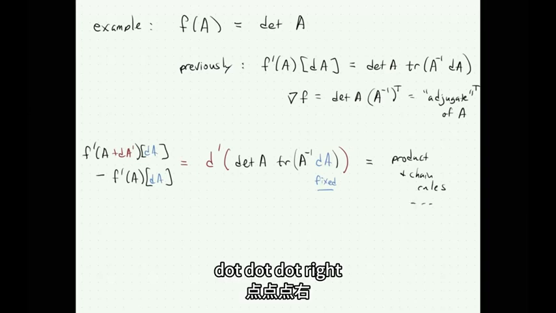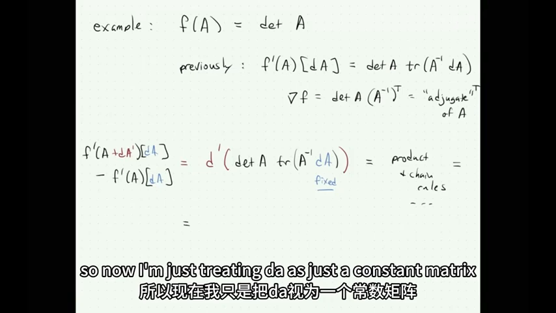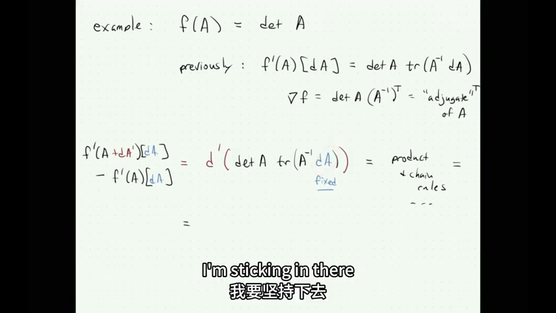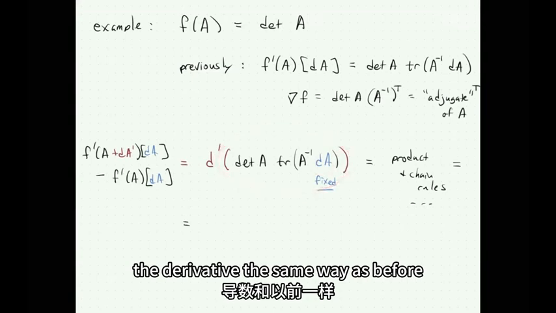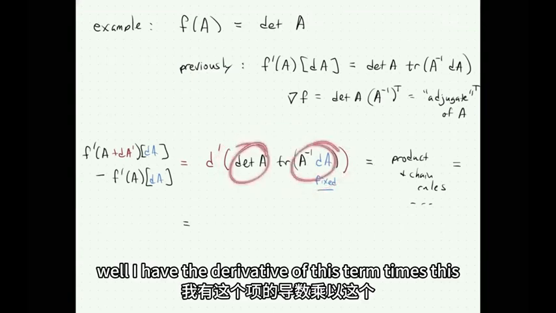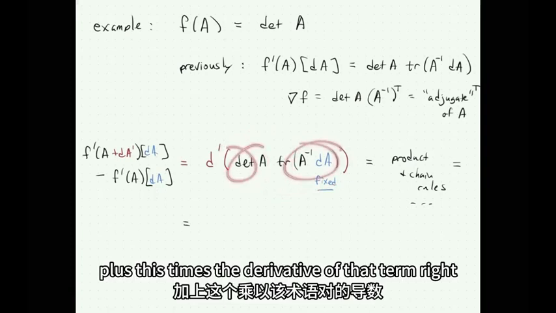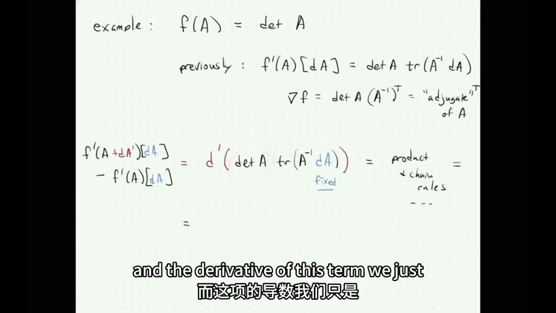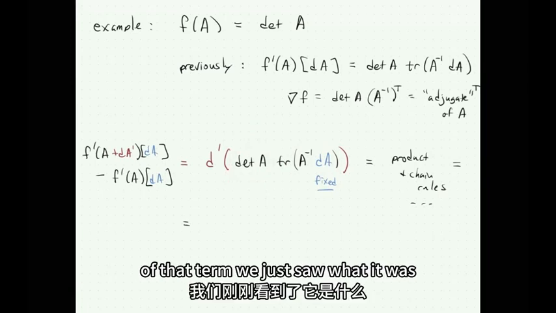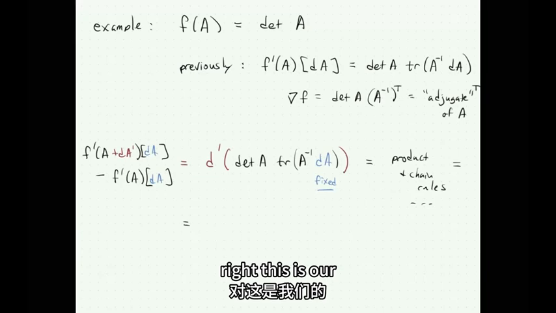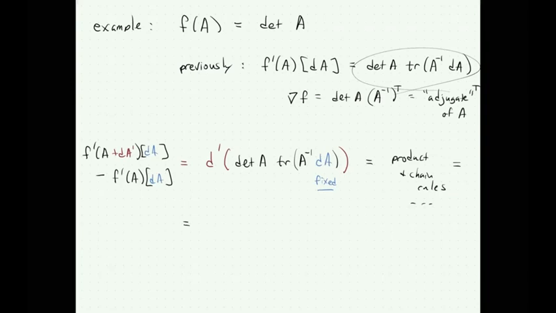Right, and what do I get? Right, so now I'm just treating dA as just a constant matrix I'm sticking in there. And then I'm taking the derivative the same way as before. Well, I have the derivative of this term times this, plus this times the derivative of that term. Right? And the derivative, or the differential, of that term, we just saw what it was. Right? This is our chain, it's this.